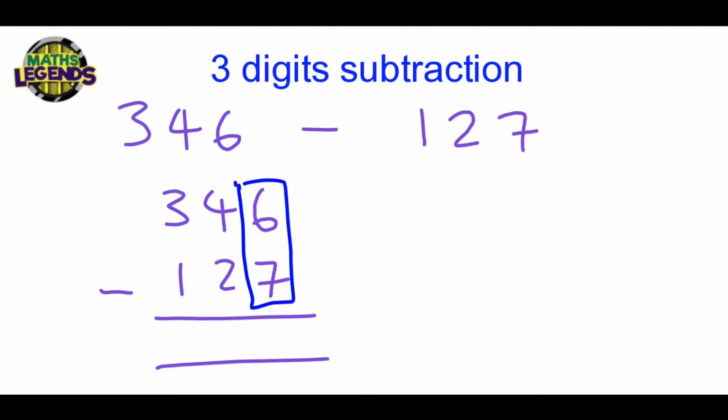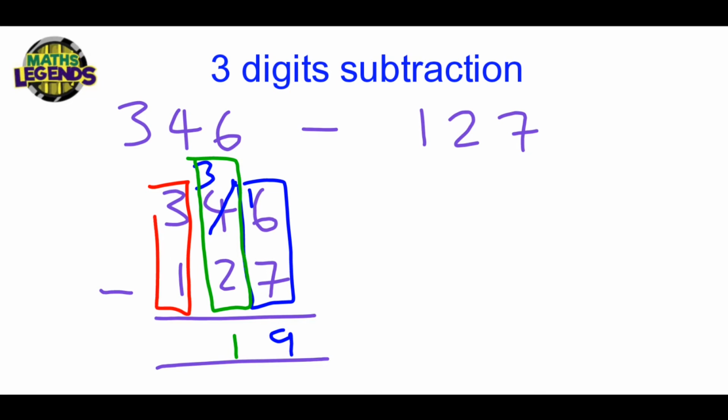So we borrow 1 from the next one. So that changes to a 3. 4 take away 1 is 3. And we put a little 1 in front of the 6. So that makes it 16. So now 16 take away 7 is 9. And then we move on to the next column. And 3 take away 2 is 1. Then we move to the next column. 3 take away 1 is 2. So our answer, 219. Let's look at another example.